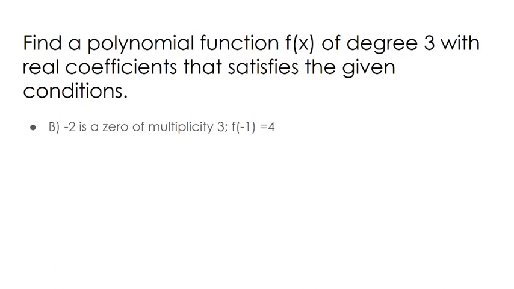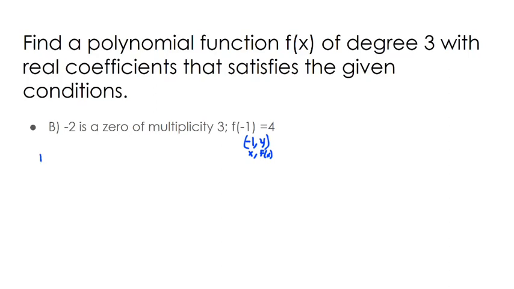Let's play the same game, but we're going to use this idea of multiplicities. Here it says we have a polynomial function of degree 3, so we have another cubic, with real coefficients that satisfies the given conditions. And it really only gives us one zero, -2, but it says it's a zero of multiplicity 3, and then it gives us this ordered pair. Once again, I can think of this ordered pair as (-1, 4), like an x, y or an x, f of x.